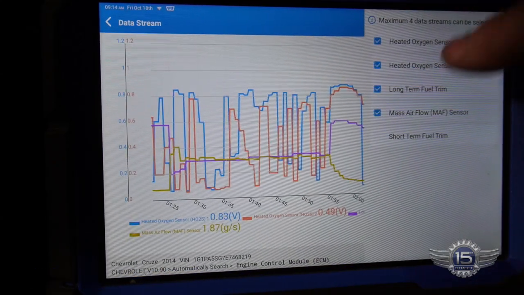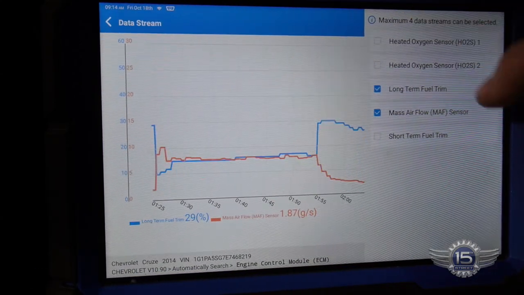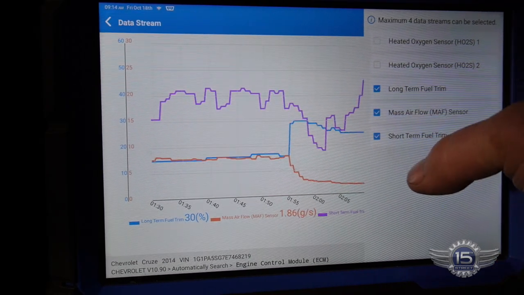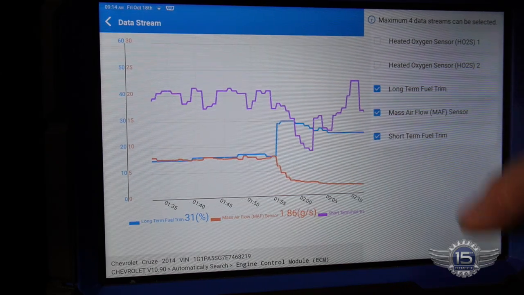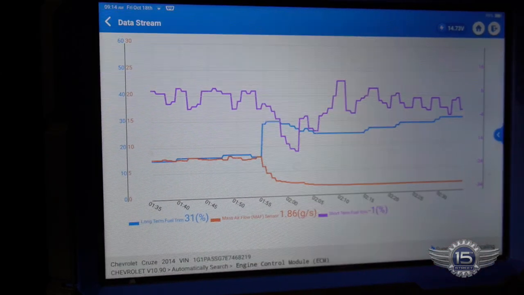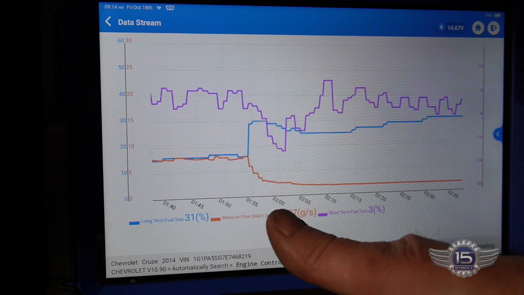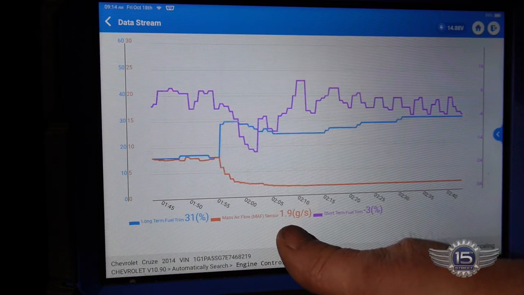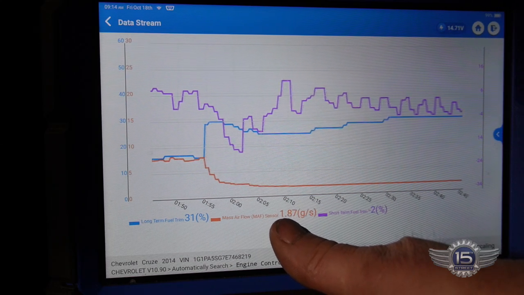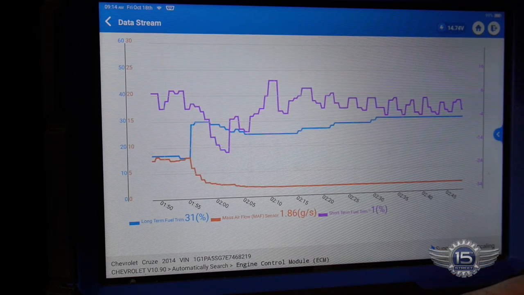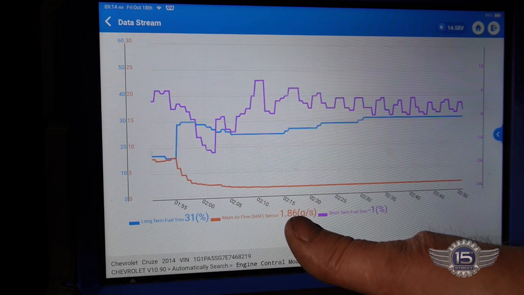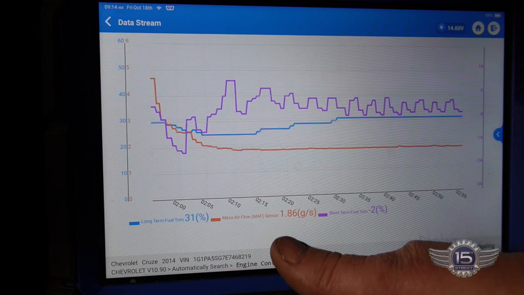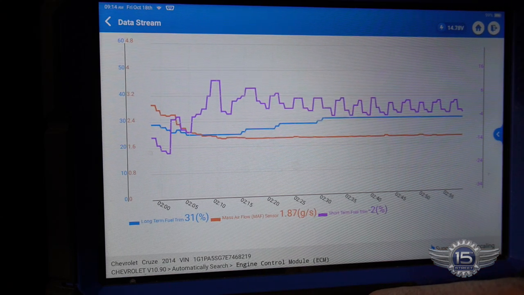Let's combine it, but let's take out the O2s. Put that one back in. So we've got, see now our mass airflow is down at 1.8. That's too low. We got some false air getting in there. There's only 1.8 grams per second going past the mass airflow, and that's lower than what I'd like to see.